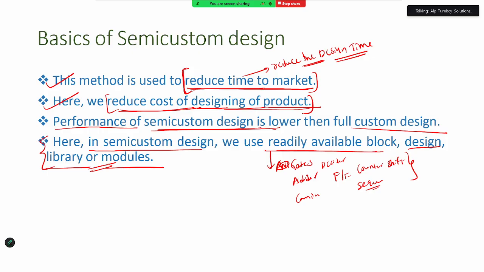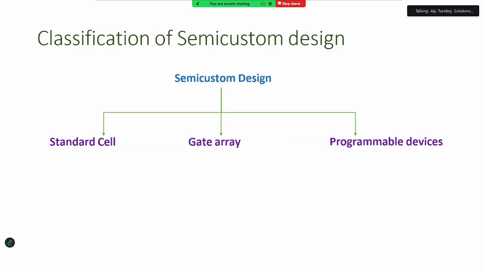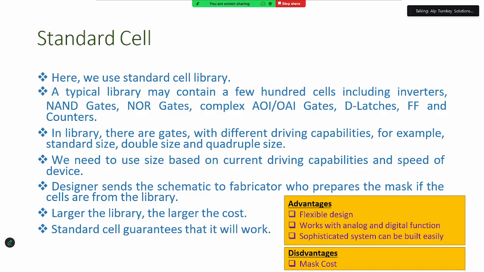If you see the classification of semi custom design, they are classified into three types: standard cell, gate array and programmable logic devices. Standard cell is nothing but, I told you, no. So here we use a standard library in the standard cell.